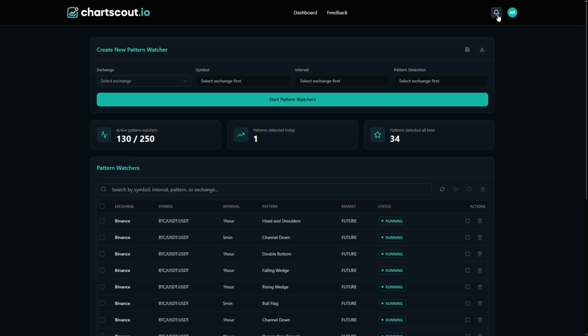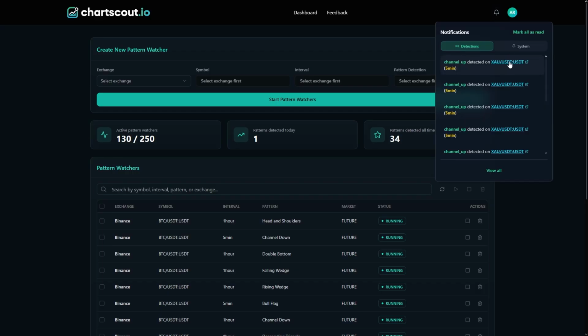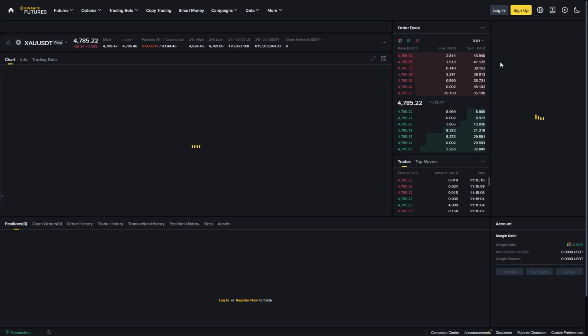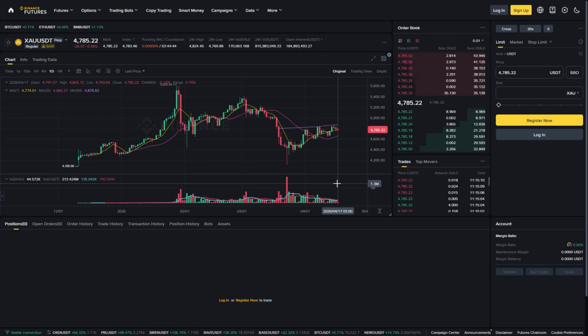One small thing worth showing. From any notification, I can click the pair symbol directly, and it opens that market on the exchange in a new tab. No copying and pasting, no searching. One click from the alert to the live market.